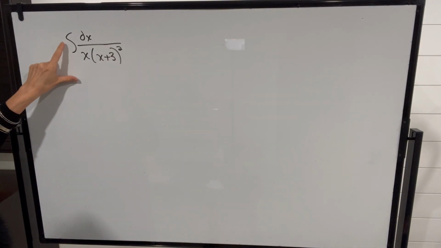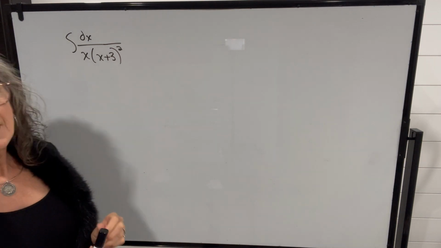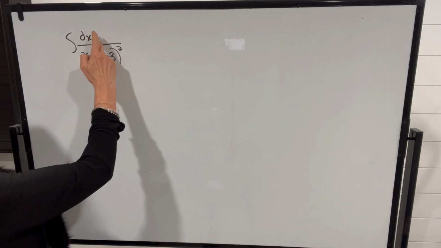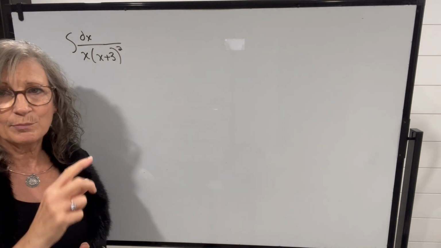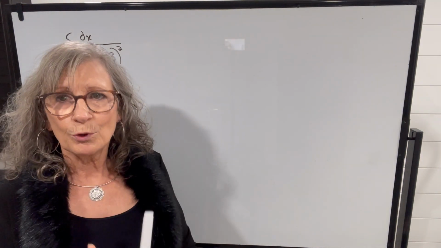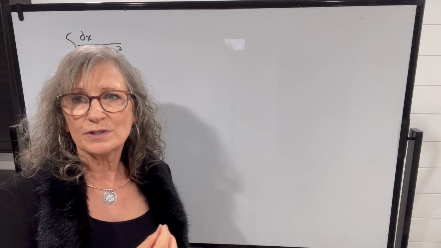Our example is the integral of dx over x times x plus 3 squared. And I just want you to notice that the degree of the numerator is less than the degree of the denominator. My next example, I'll do the opposite. Before we even worry about integration, we're going to just take this fraction and break it down into its partial fractions.